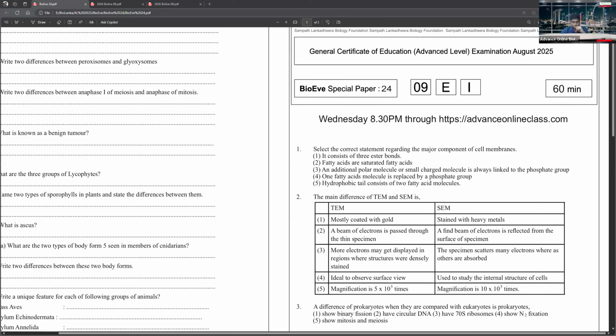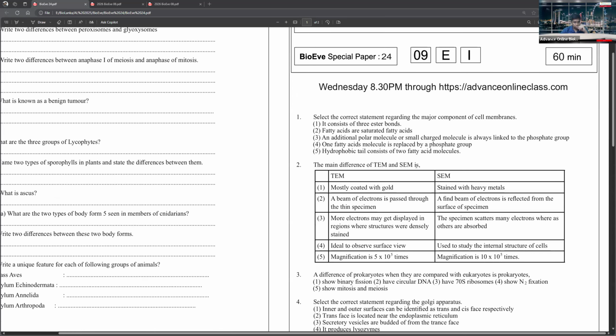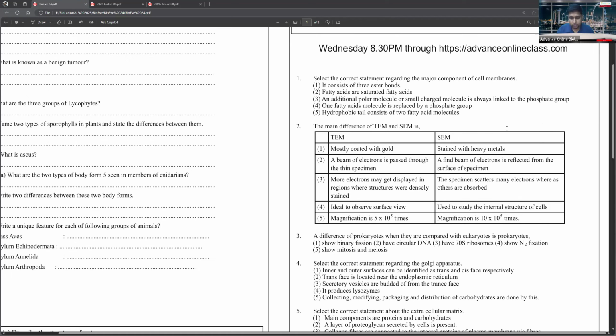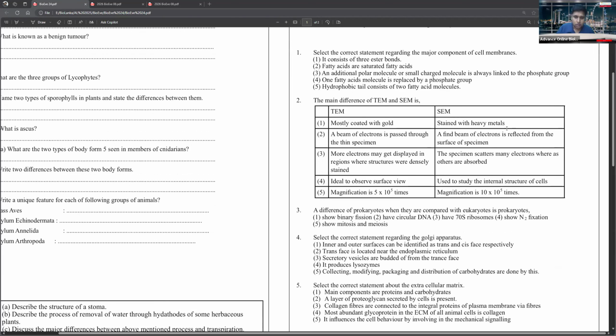We had to take the Bio Eve 24th paper. We'll do the questions, starting with the first. Ramai, can you mark the first 5 MCQs?